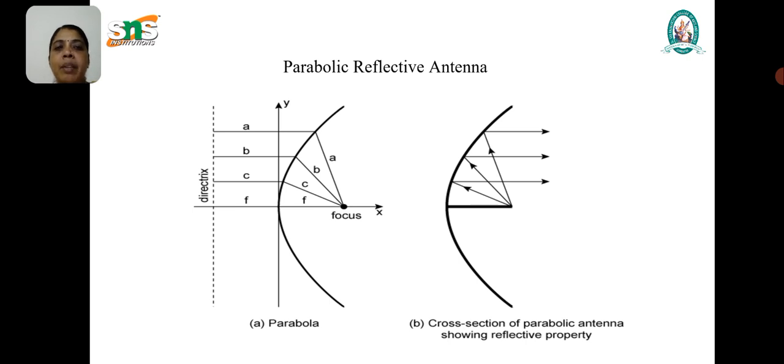So the parabolic antenna will reflect the information. See on the right side, the cross section of the parabolic antenna showing its reflective property. So if the data is reflected, it means the reflection can automatically be pointed in another direction.